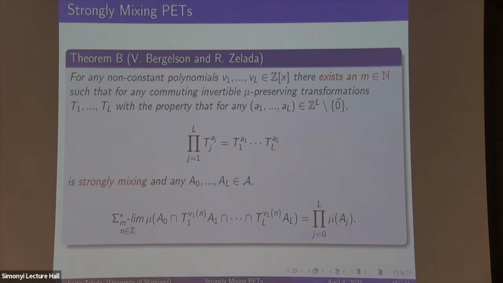Now, the second result parallels the result of Bergelson and Leibman, and the statement is almost the same. We take non-constant polynomials B1 through BL, and then we can find an M in N such that for any commuting, invertible, mu-preserving transformations T1 through TL, with the property that any combination of them is strongly mixing, the sigma M star limit of this expression here also goes to independence.